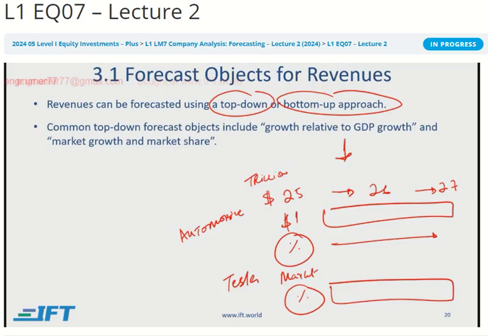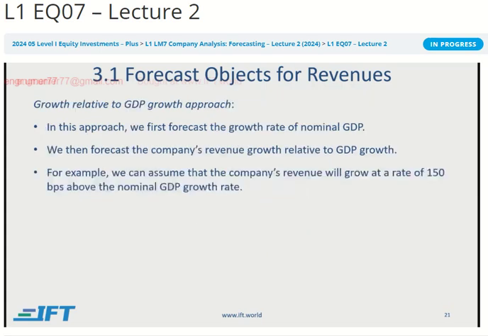We could take a bottom-up approach, where we say, okay, how many sales dealerships are there, and then what's the sales per dealership, and then you could work with that. And you can also, of course, use a combination of the two. So growth relative to GDP, very nice approach.